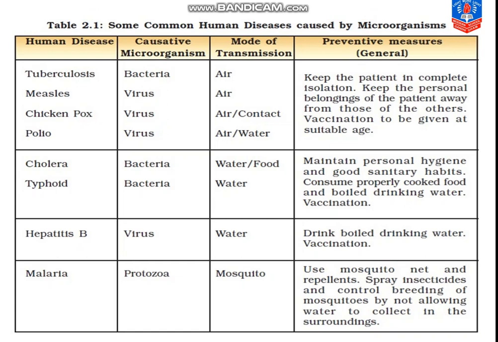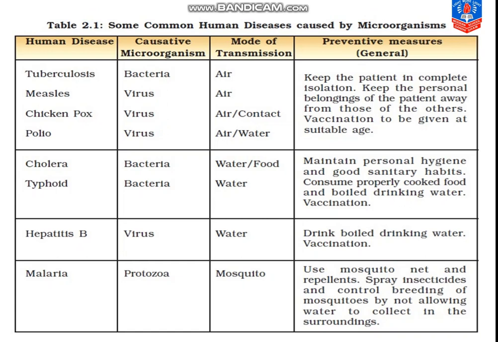Then polio, it is a virus and the mode of transmission is both air and water. And what is the preventive measure for that? Keep the patient in complete isolation. The patient has to be kept in complete isolation so that he or she does not remain in contact with any healthy person. Otherwise, the disease may be transmitted through them. Keep the personal belongings of the patient away from those of the others.